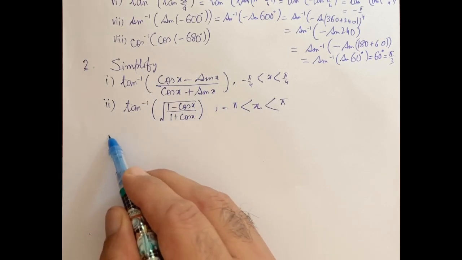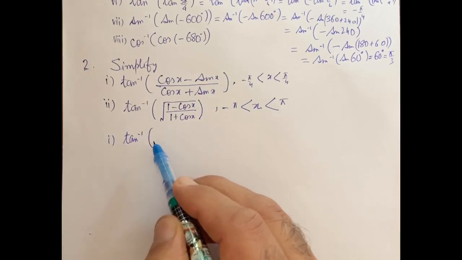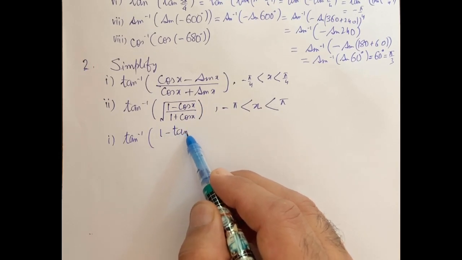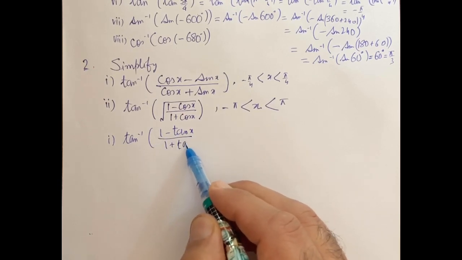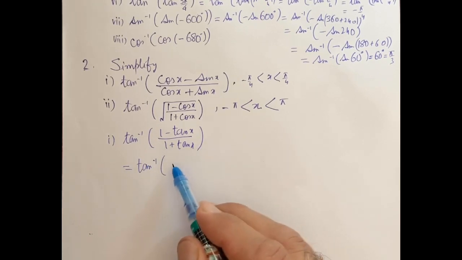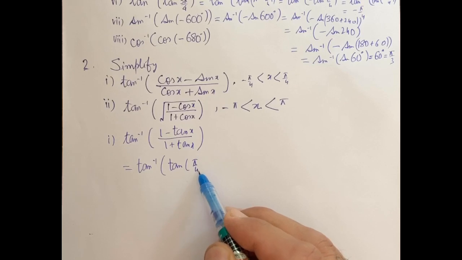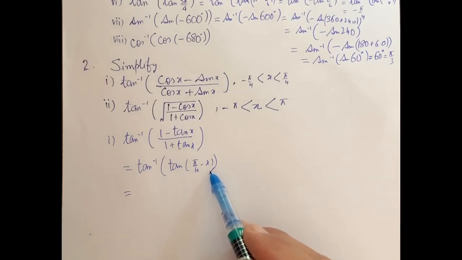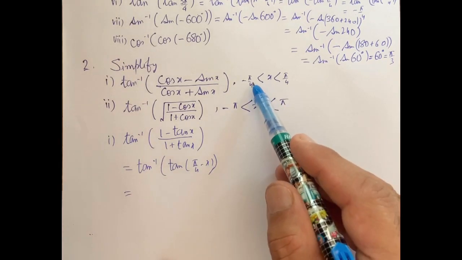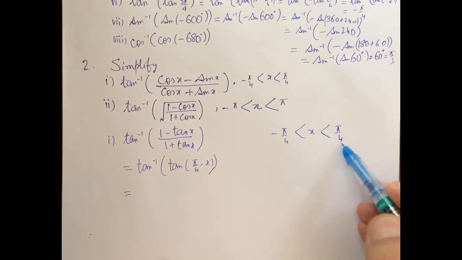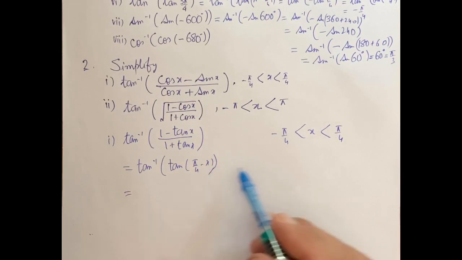Next one, first part, we have to simplify tan inverse of (cos x minus sin x) upon (cos x plus sin x). This is tan inverse of, now dividing by cos of x, this will be (1 minus tan x) upon (1 plus tan x). This is further tan inverse of (1 minus tan x) upon (1 plus tan x), which is tan of pi by 4 minus x. Now tan inverse and tan will cancel out if pi by 4 minus x lies in the range of values. Let's, from the given interval minus pi by 4 less than x less than pi by 4, find out what is pi by 4 minus x.